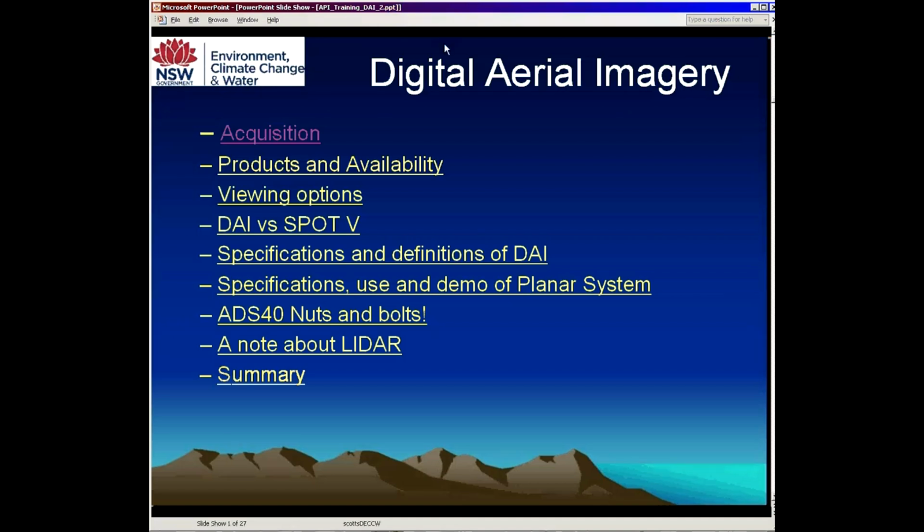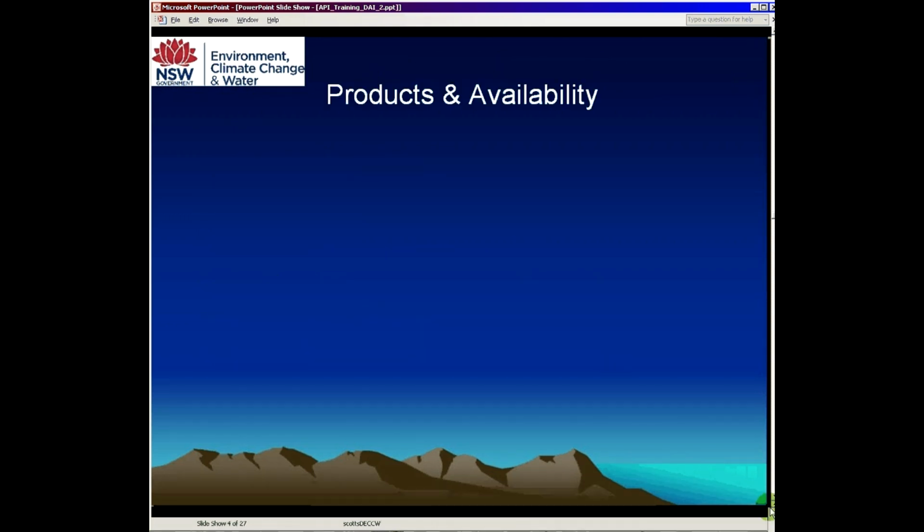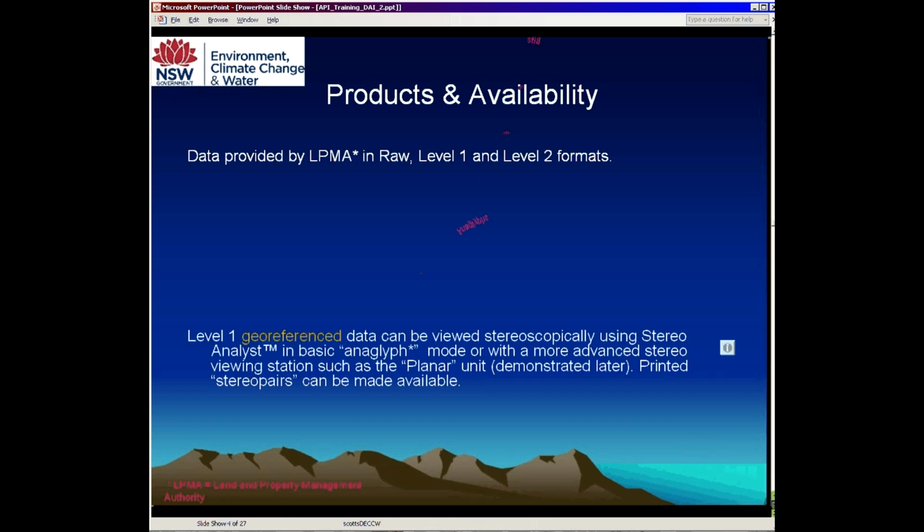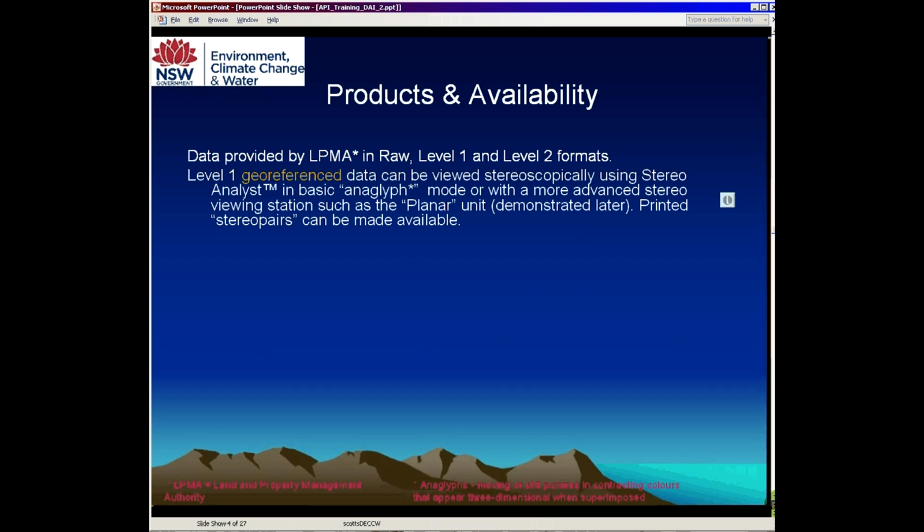Okay, moving on, we're now going to start to talk about products and availability of ADS-40 imagery. First of all, the data is provided to us in 3 formats from LPI, which is now called the Land and Property Information Office in Bathurst. That comes in as RAW, level 1 and level 2 formats. The RAW is something we don't use. The level 1 is georeferenced data that we actually use in the stereoscopic window in Stereo Analyst in ArcGIS.